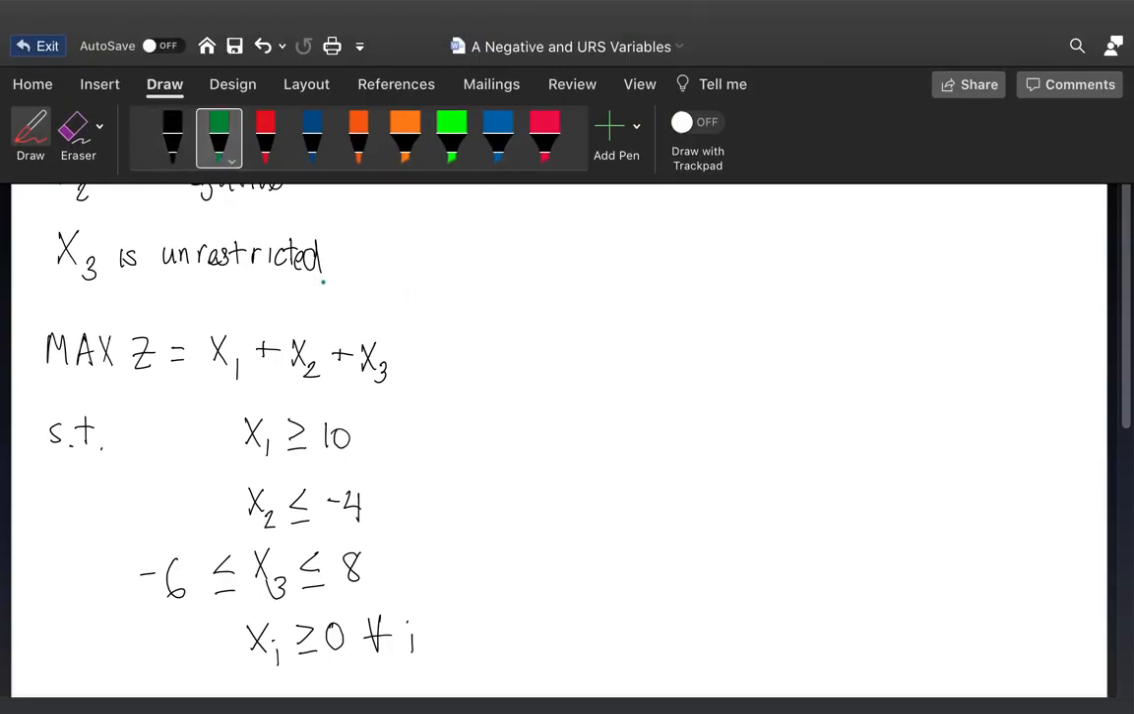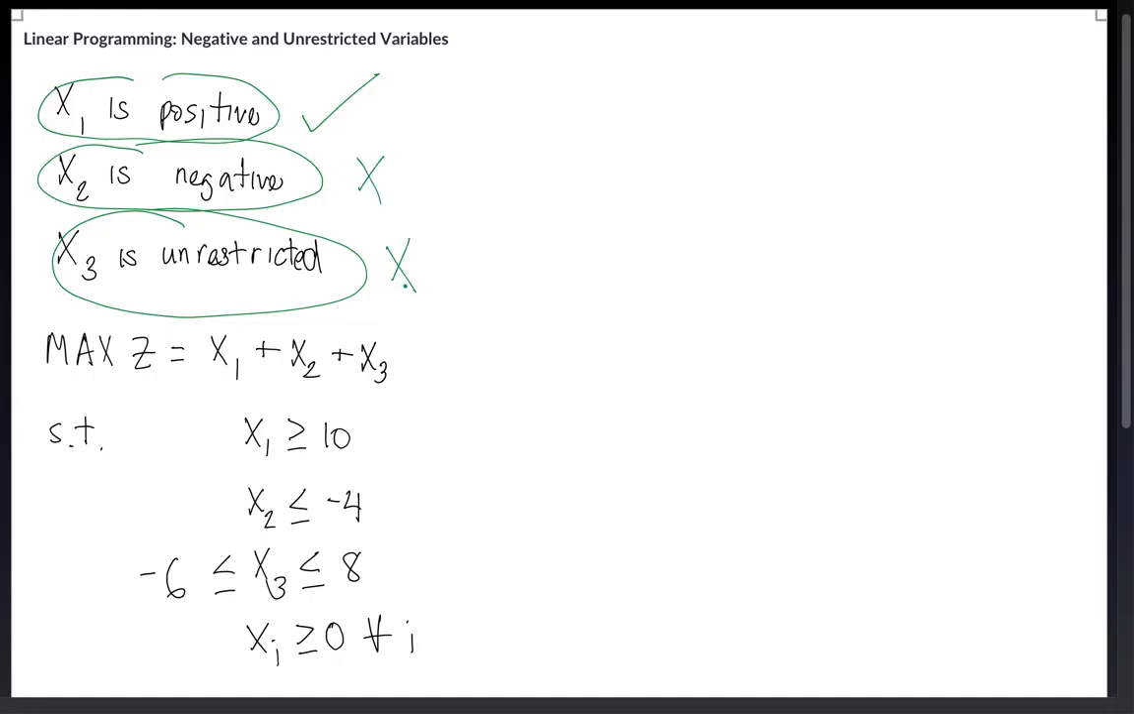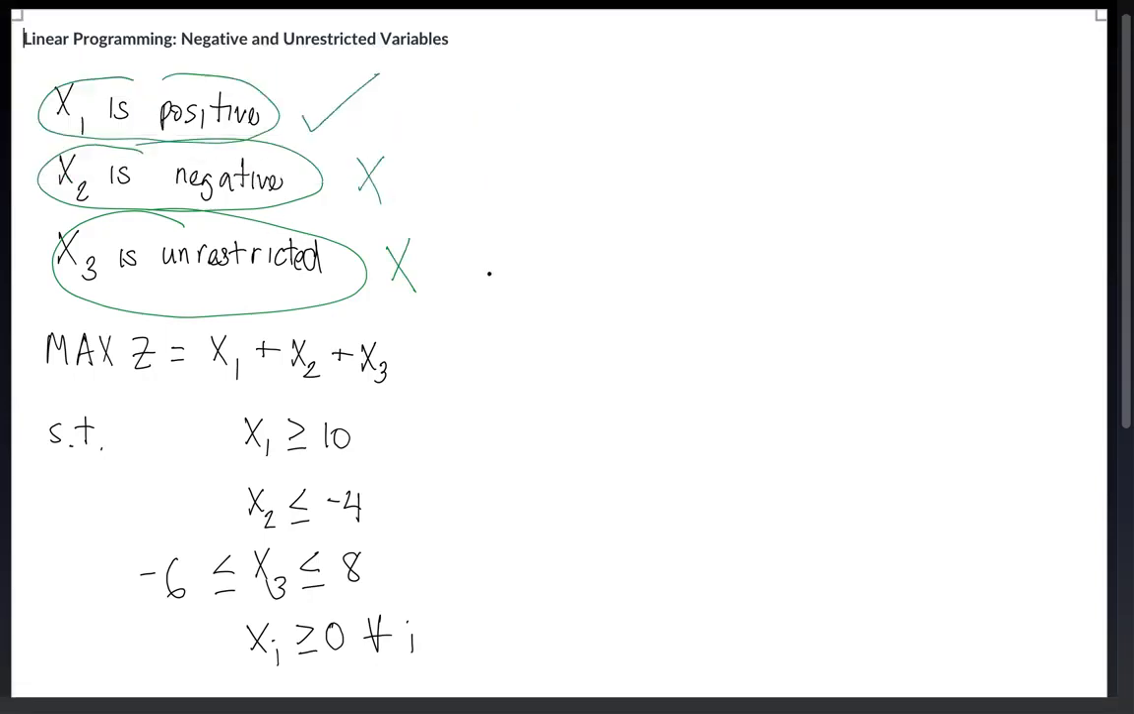x1 is positive. Does this check out? Yes. But x2 is negative and x3 is unrestricted, meaning that it can take on either positive or negative values. These two obviously do not comply with the non-negativity constraint, or the non-negativity assumption, of linear programming.